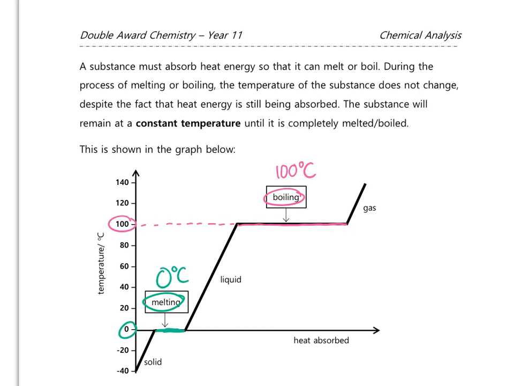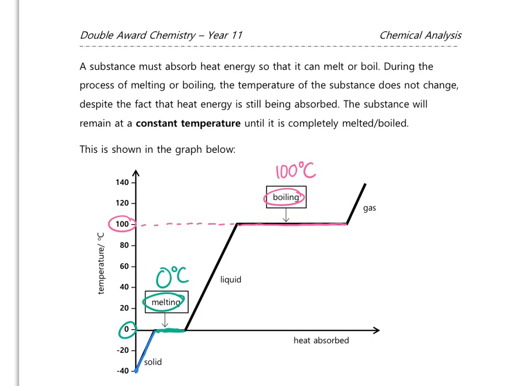So what we can see here at the start of our graph, we start here at minus 40 degrees C. And between minus 40 degrees C and 0 degrees C, water is a solid. It is ice. And you can see here that as we go up the graph, our substance is absorbing heat and the temperature is rising. Once it gets to 0 degrees C, then the ice starts to melt. So the solid form starts to melt into a liquid.